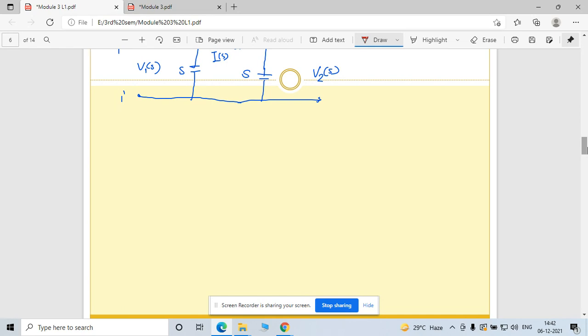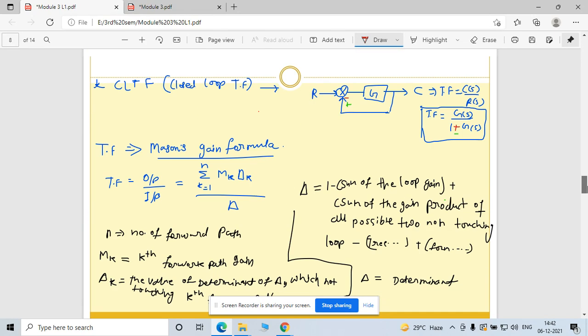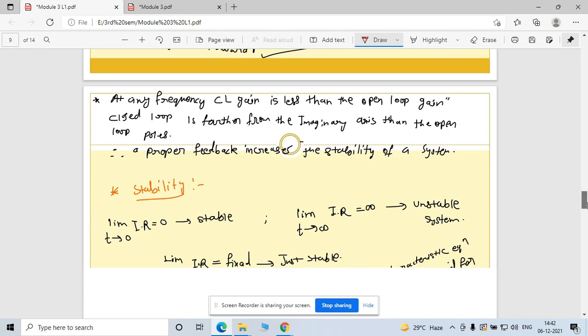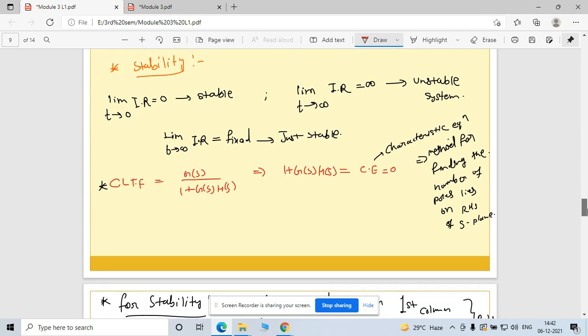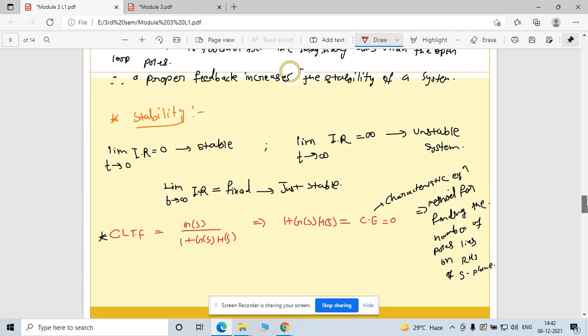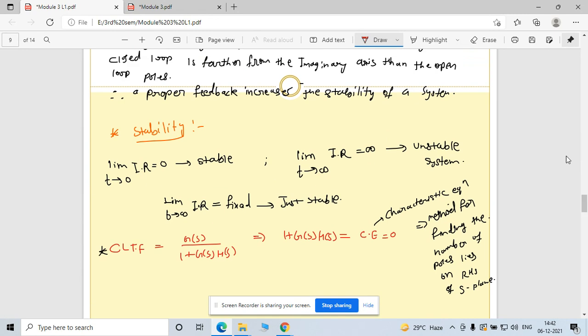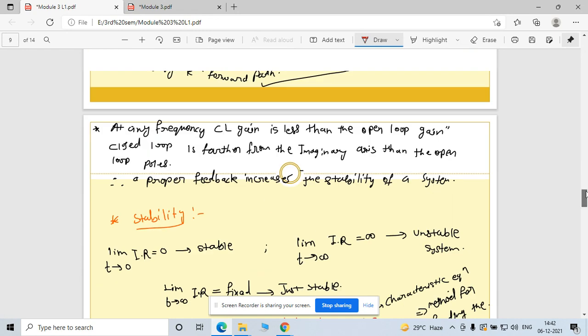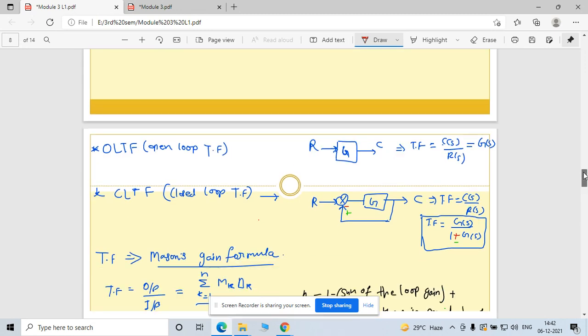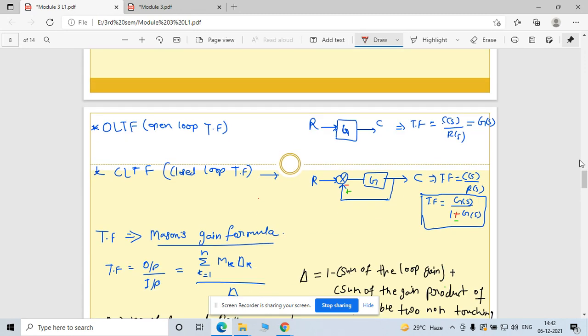Okay, there are some examples we will solve later. First of all, see, now for t is equal to infinity, if your impulse response, what do you mean by impulse response? First of all, I need to cover this. Okay, now see, in control system terminology, there are two important terms, meaning two types of transfer function. One is the open loop transfer function. Another is the closed loop transfer function.